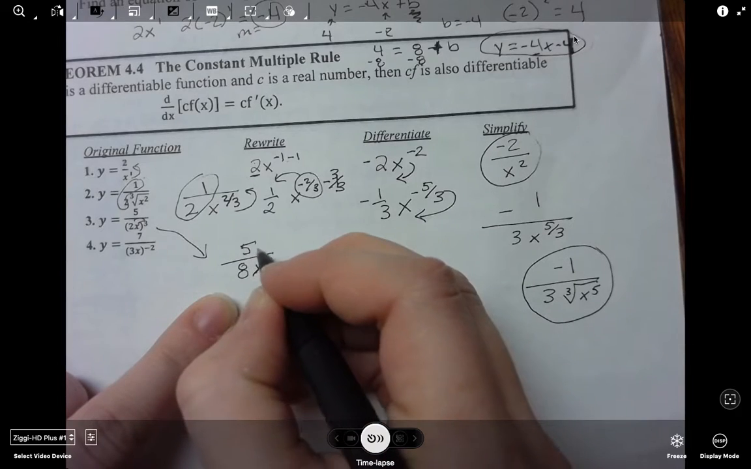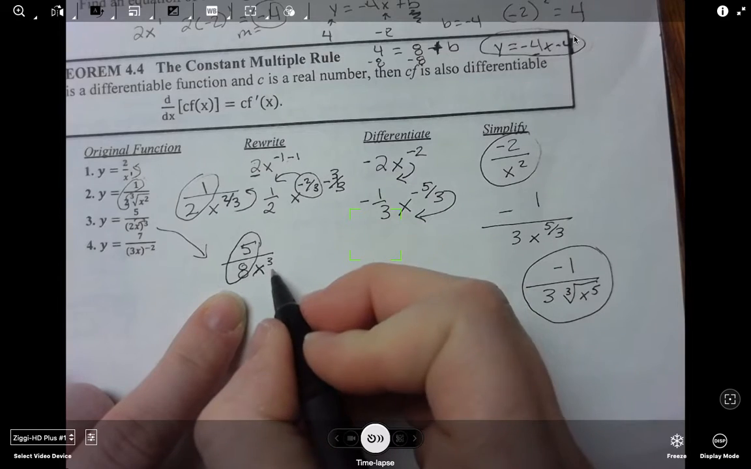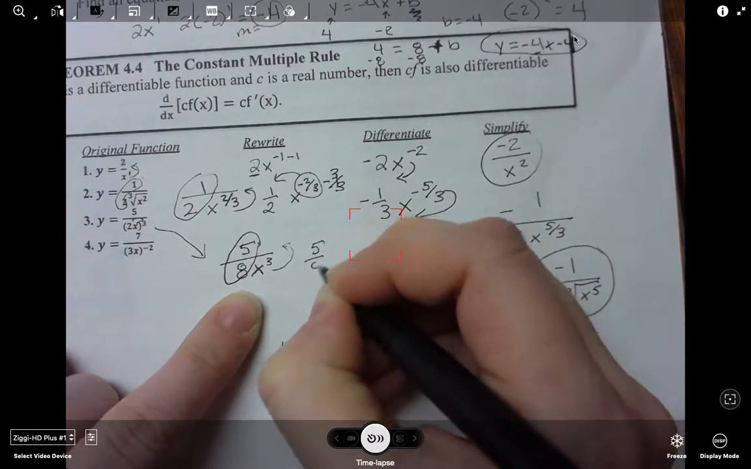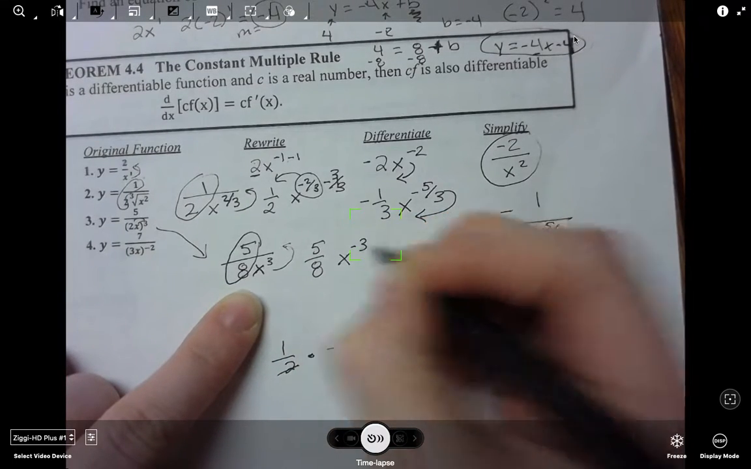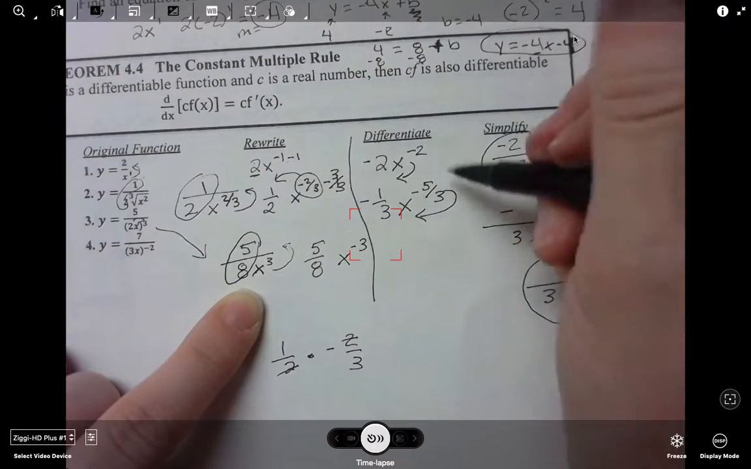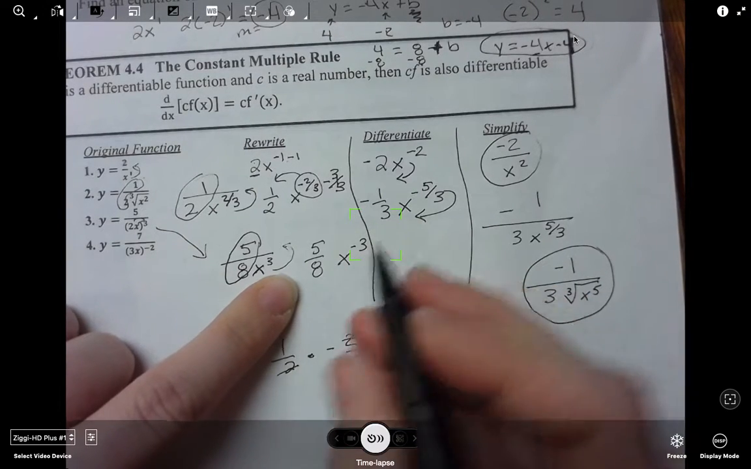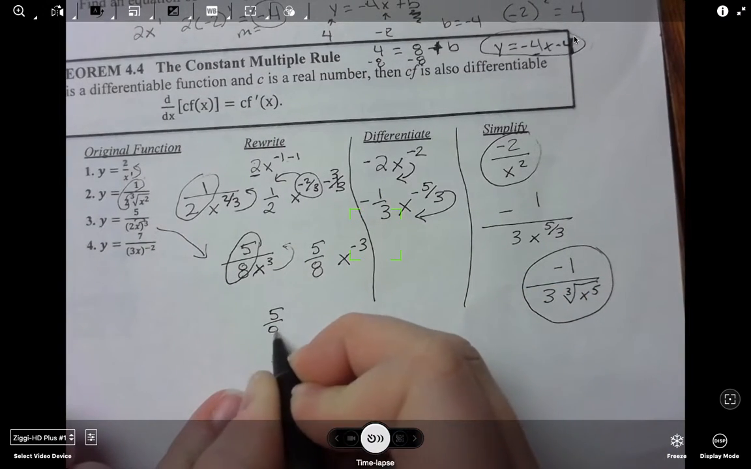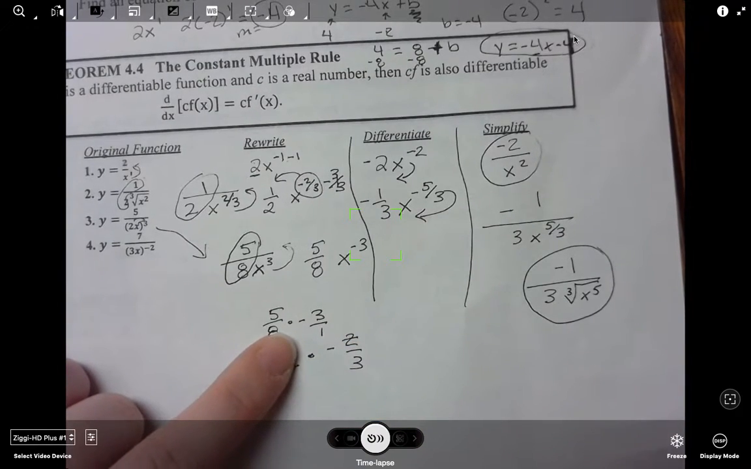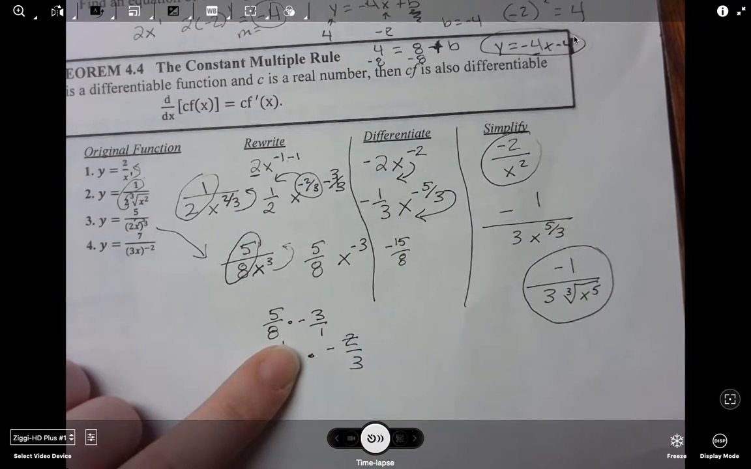I'm going to detach it again from the 5/8, like I did up here with the 1/2. Detach it from the 5/8, and the x to the 3rd power is going to move up to the top. So it will look like 5/8 x to the negative 3rd power. Now I can do my derivative. I multiply by negative 3, dropping the negative 3 down in front. So that is 5/8 times negative 3 over 1, which will be negative 15 over 8. It's ugly, but leave it.